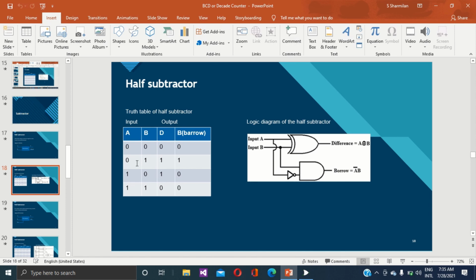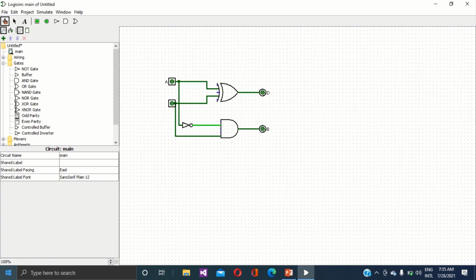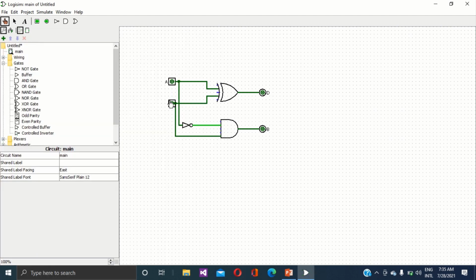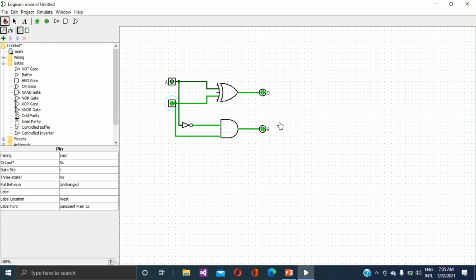Next I am going to check A equals 0, B equals 1. Now I am going to change A equals 0, B equals 1. Here my output is D, that means difference equals 1, and B equals 1. Here B is borrow.